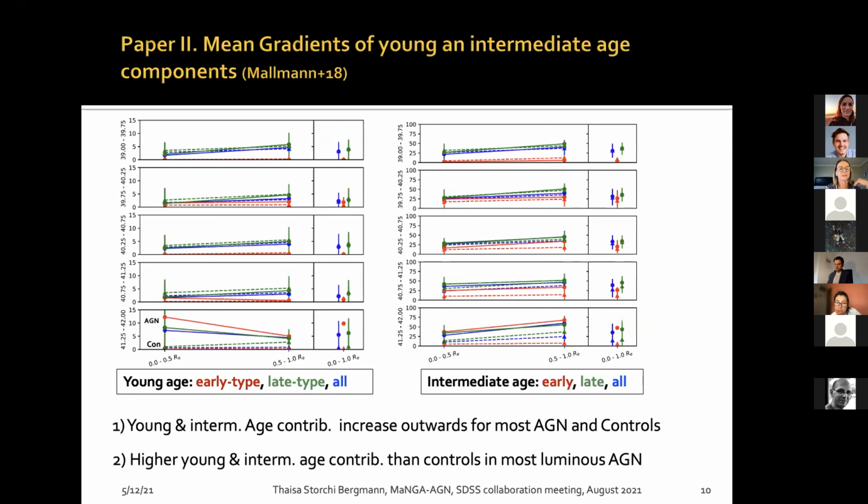So the main difference that we found in this study of resolved stellar population was in the young and the intermediate age contributions.